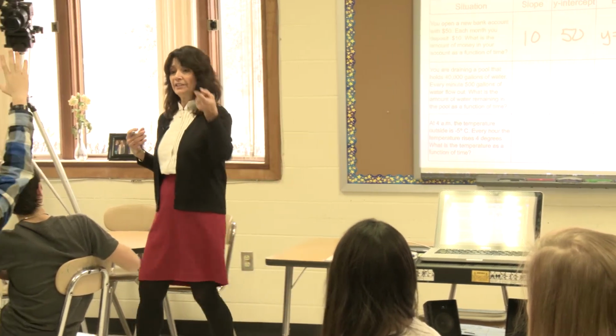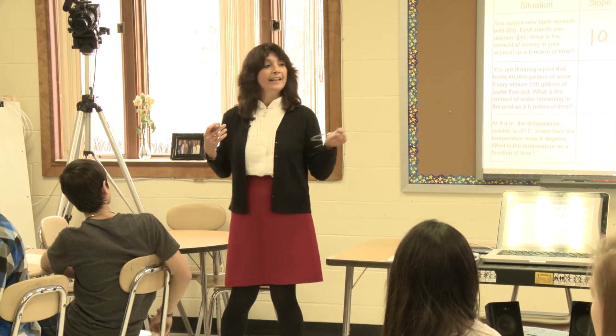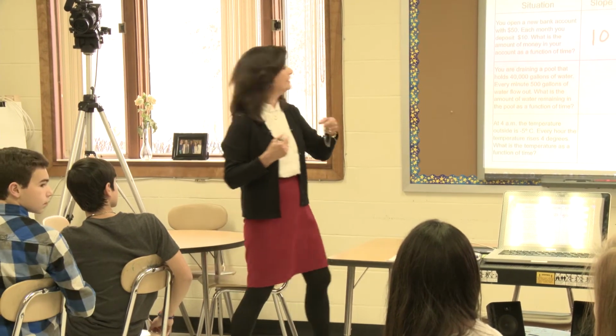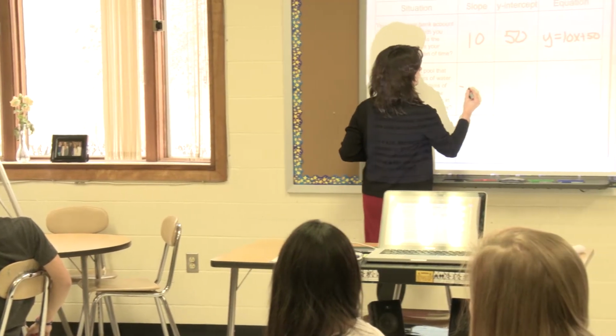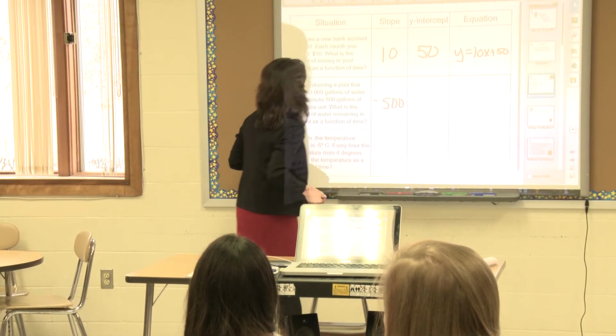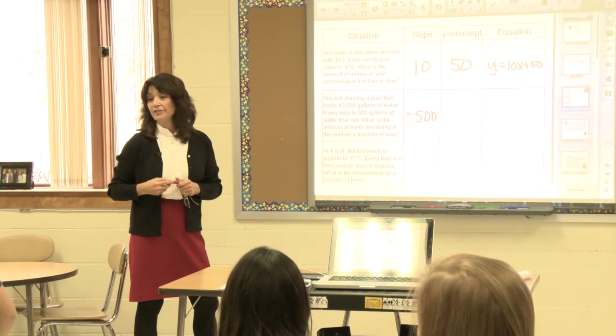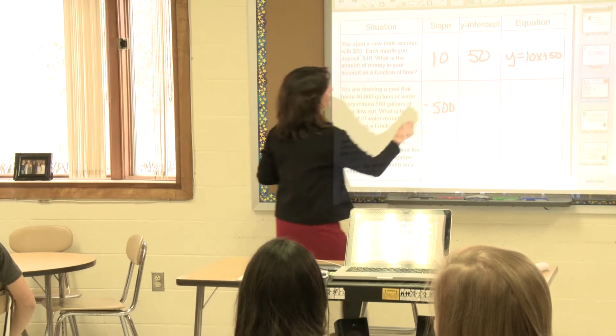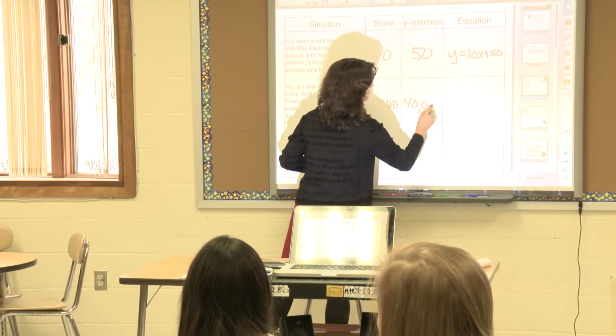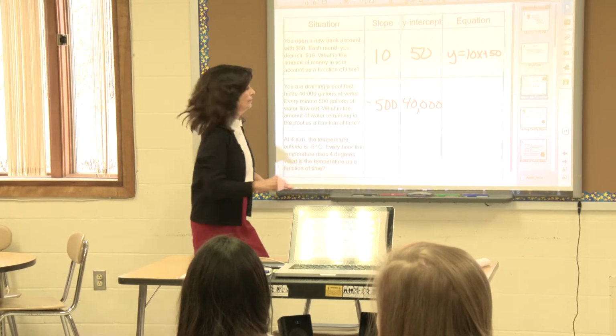500? Vincent, what do you think? Negative 500. Okay, do you see that, Sarah? Okay, so the slope is -500. Very good. And Vincent, what would be my y-intercept? 40,000. 40,000. And what would be my equation? Y equals -500x plus 40,000.